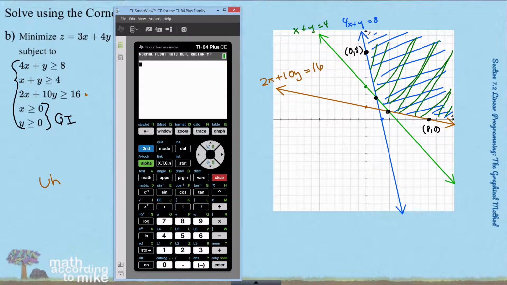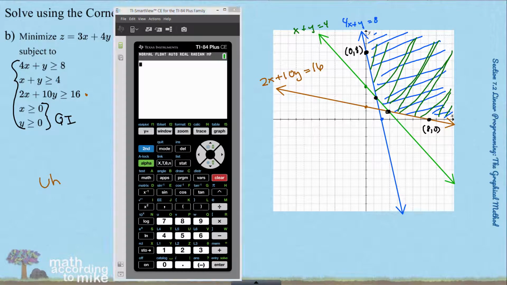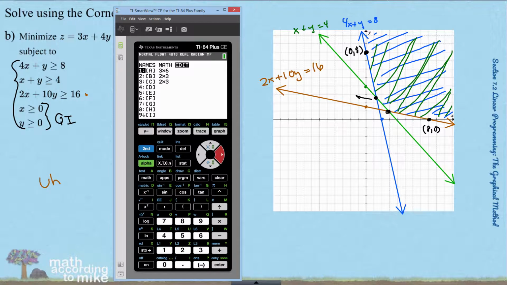All right. So let's do the intersection of the blue and the green, which would give us this corner point right there. So second matrix, scroll over to edit. I'm going to edit matrix A, 2 by 3, 2 rows. 2 equations, 2 variables and a constant, so 3 columns. So the blue line is 4, 1, 8, and the green one is 1, 1, 4. Once you have your equations in there, second quit, second matrix, go back to math, scroll up, you're looking for RREF, and then put in the matrix name.